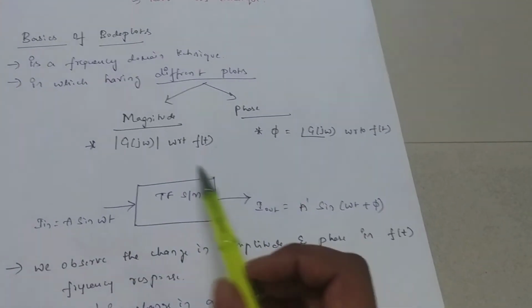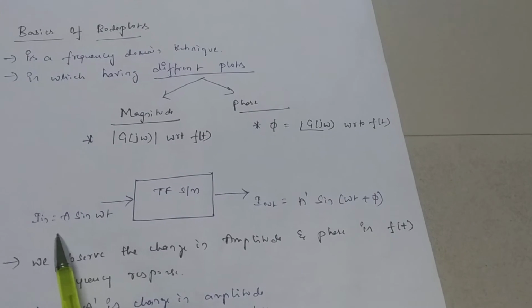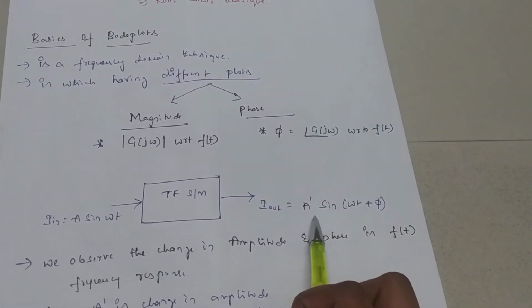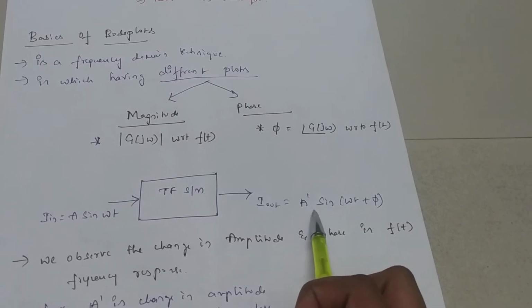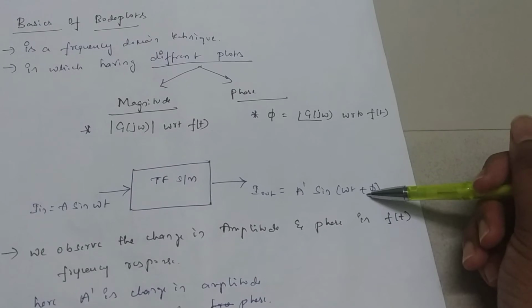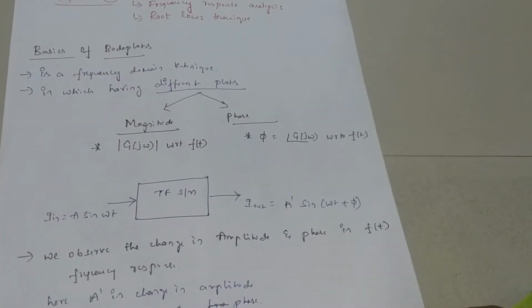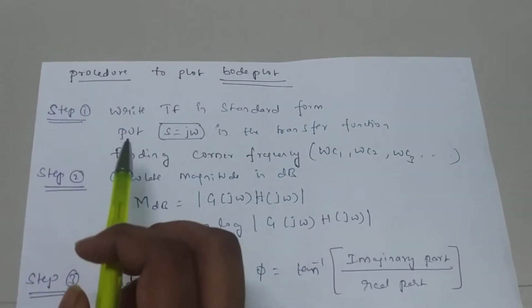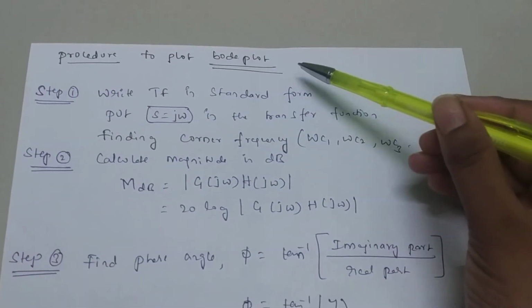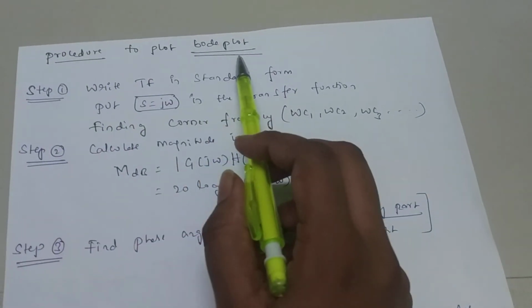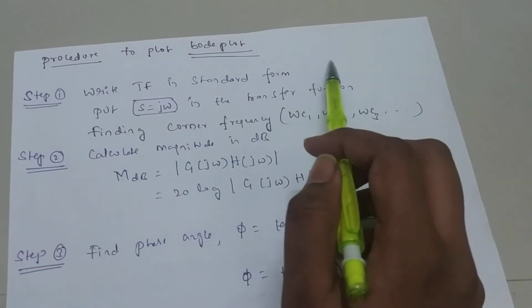See, this is a transfer function with respect to an input A sin omega t, and we are going to represent the output A dash, which has a change in amplitude, with sin omega t plus psi, that is the change in phase value. So similarly we need to observe the procedure to plot a Bode plot here. We need to plot this on a semi-log sheet. So for that we have some procedures. What is the procedure here?